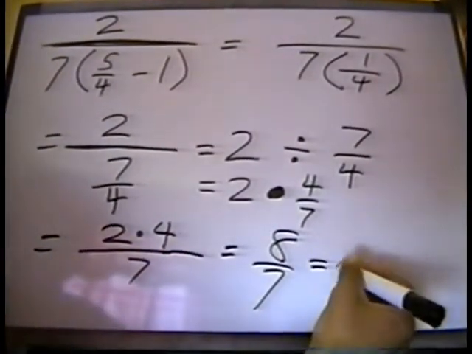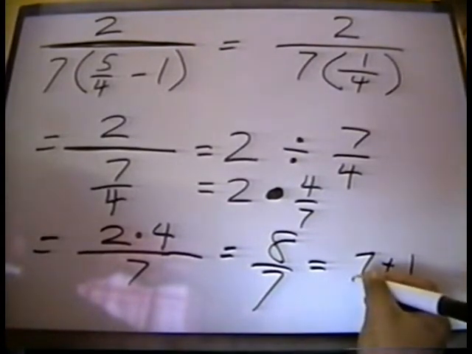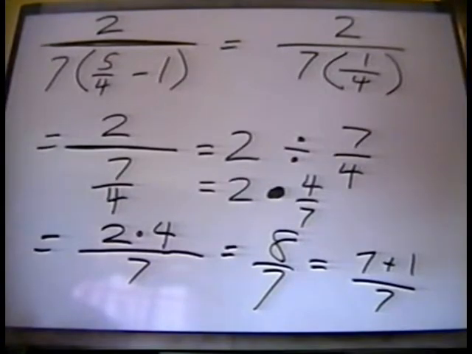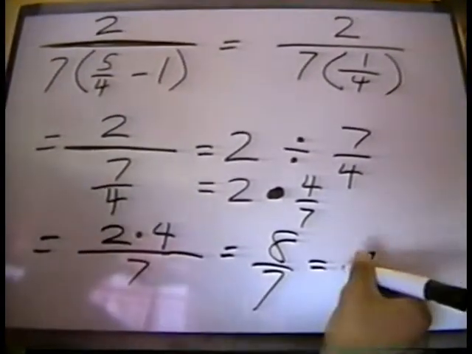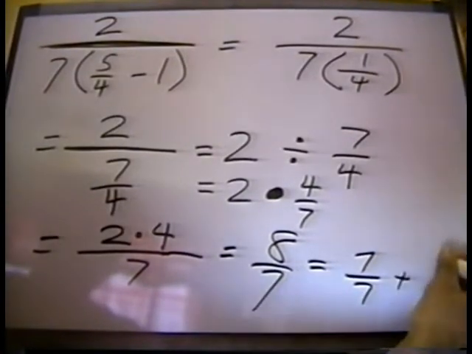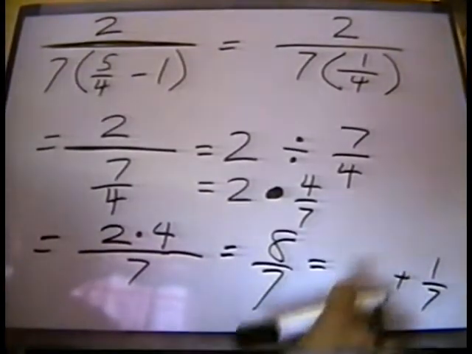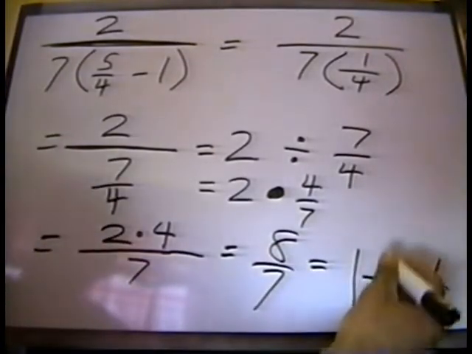Or you could say 7 plus 1 over 7, right? Now, 7 over 7 plus 1 over 7. 7 over 7 is equal to 1. So that's 1 plus 1/7, or 1 and 1/7.